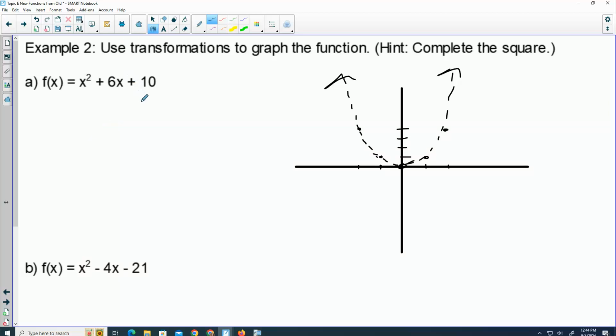Okay. So it's been a minute since we've done completing the square. We started with equations that were equal to 0. Since this is written in function form, it's a little bit different. So we're not actually going to move the c over. We're just going to group the x's together, leave a little space, and I'm going to leave my plus 10 on the end.